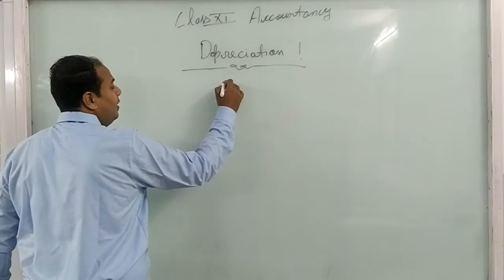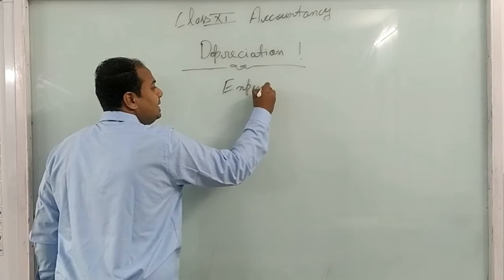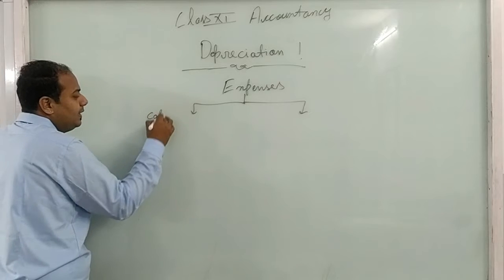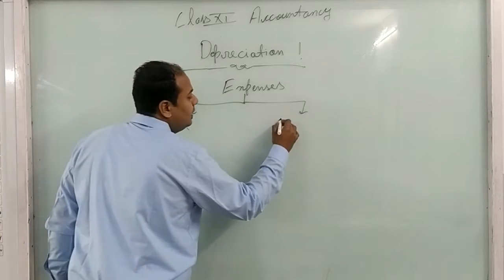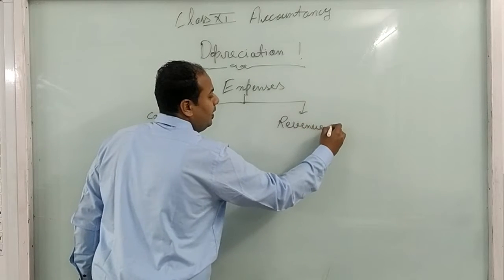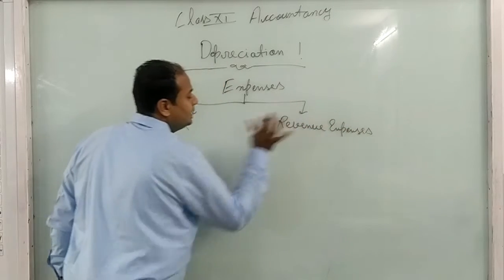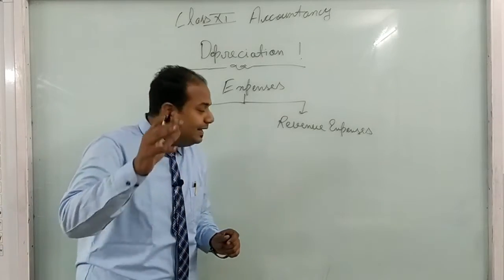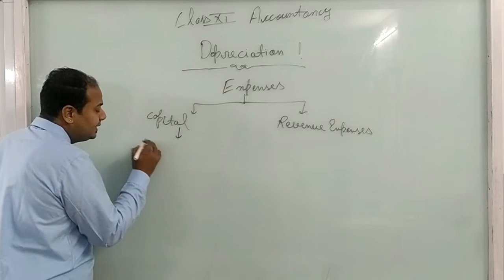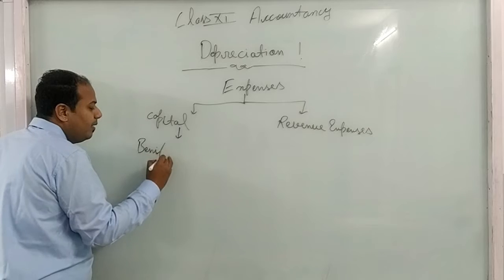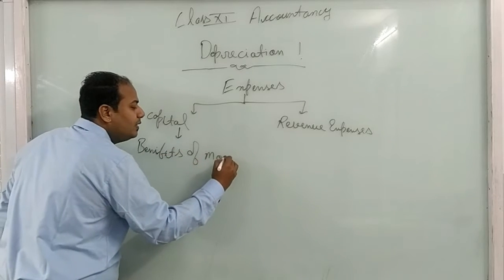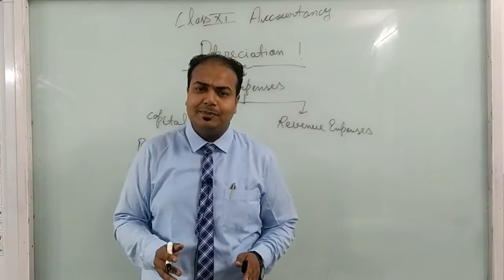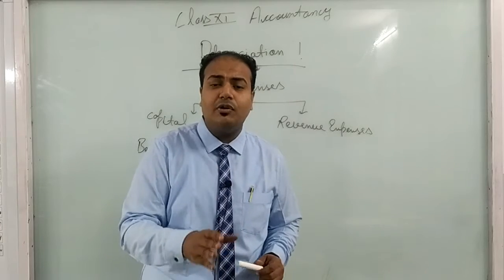Class, we all are aware that the expenses with us are of two types, that is the capital nature expenditure and the revenue nature expenditure. Revenue nature expenses and your capital nature expenses. Is it clear? What do you mean by capital nature and revenue nature expenses? The capital nature expenses are those expenses which provide you the benefits of more than 1 year. Capital nature expenses are those expenses which provide the benefits of more than 1 year.